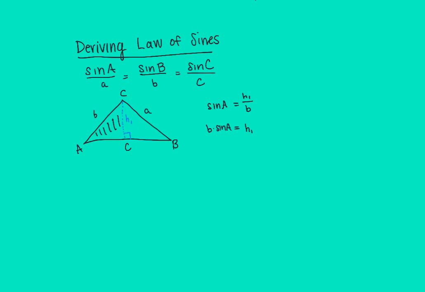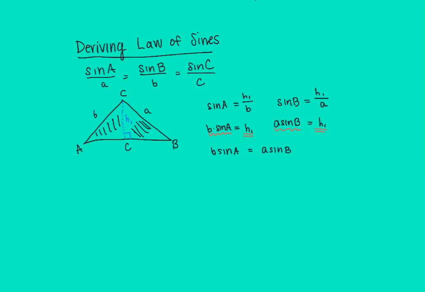And I'm going to now use angle B and do the same process. So if I do sine B, then I'm dealing with this triangle on the right. That's also opposite over hypotenuse, but in this case it's h1 over A. And I'm going to solve for h1. So that'll be A sine B. Now since both of these formulas equal h1, I can set them equal to each other. So now I can say B sine A equals A sine B.